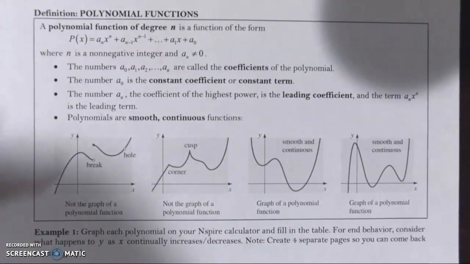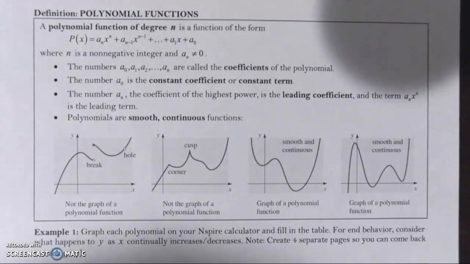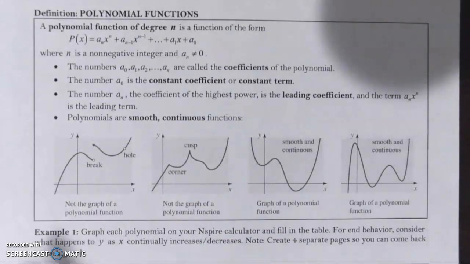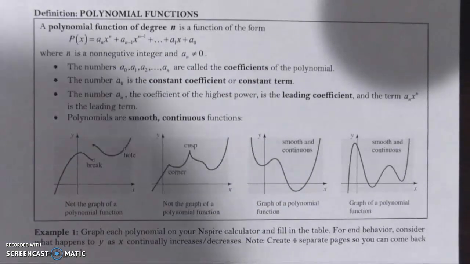The coefficients of the polynomial are basically the numbers in front of the variables. And then we have the constant term. That's just a number with no variable. Okay. The leading coefficient is the number in front of the variable to the highest degree. And then lastly, polynomials are smooth continuous functions. And we get some vocabulary here.